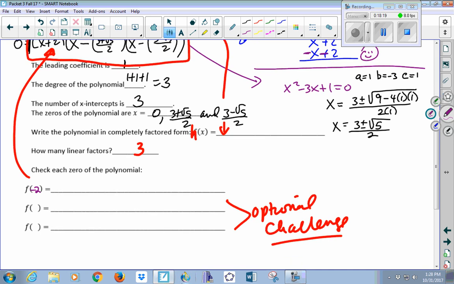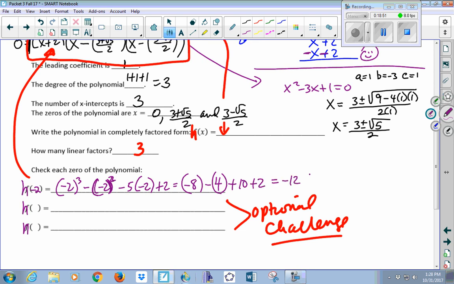If I plug in, and this should all say h of the 0. So let's see, we get negative 2 cubed minus negative 2 squared. Notice how I have to put parentheses anytime I have an even exponent and my base is negative. It must be in parentheses. Minus 5 times negative 2 plus 2. So this equals negative 8 minus 4 plus 10 plus 2. Negative 12 plus 12 is 0.